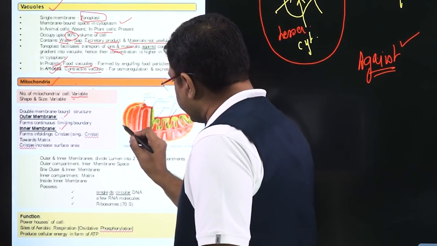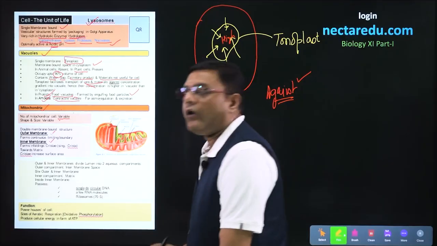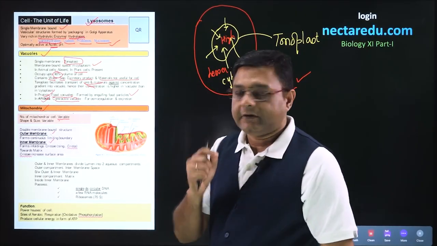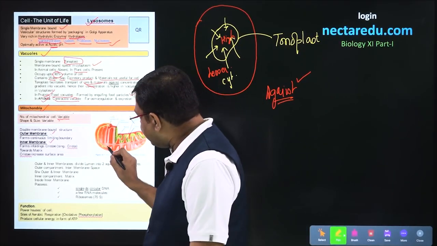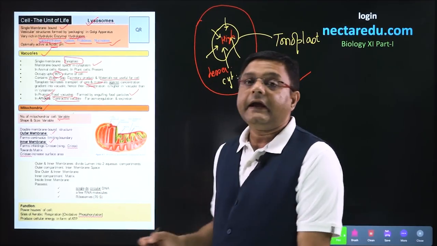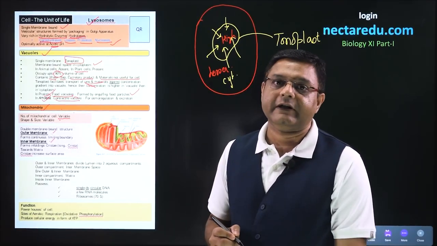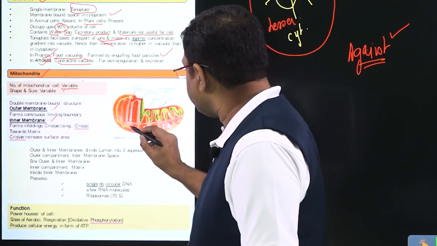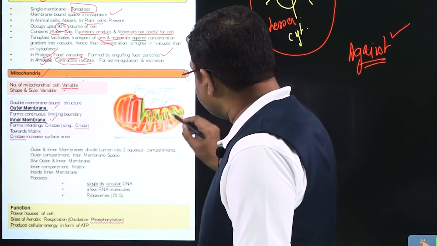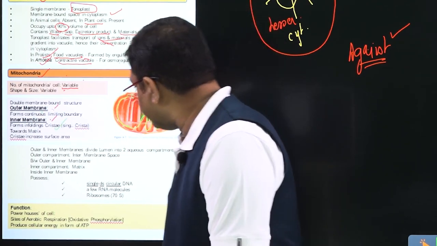Now, this particular yellowish outer membrane will form a continuous limiting boundary, so it will be smooth and continuous. But if we talk about the inner membrane, the green colored one in this diagram, it will form infoldings, and the infoldings will be called cristae. So, the membrane will be infolded like this, and these infoldings will be called cristae.